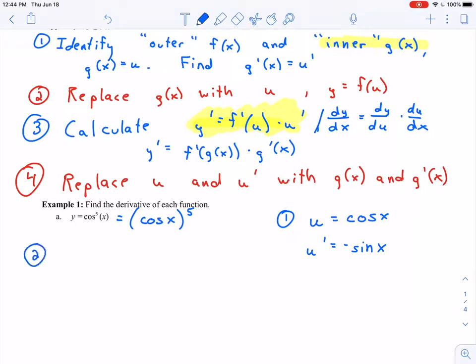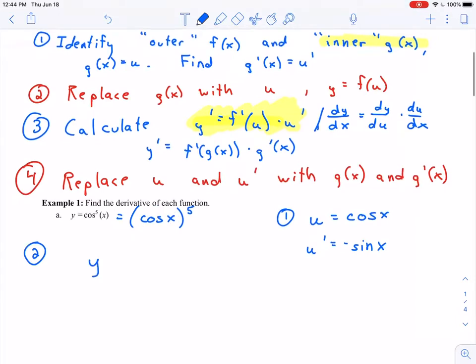Step 2, well, what do I want to do? I want to replace g of x with u. So I'm just going to take out whatever I said u was. So u was cosine of x. I'm going to take out that cosine of x and replace it with u. So y equals u to the 5th power.